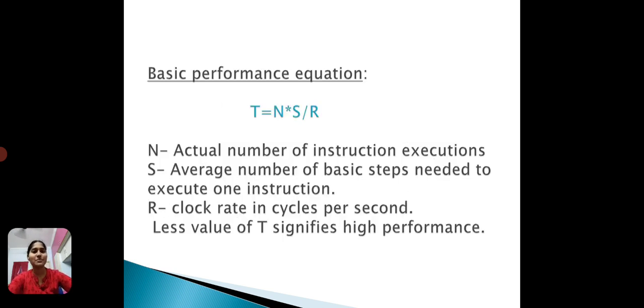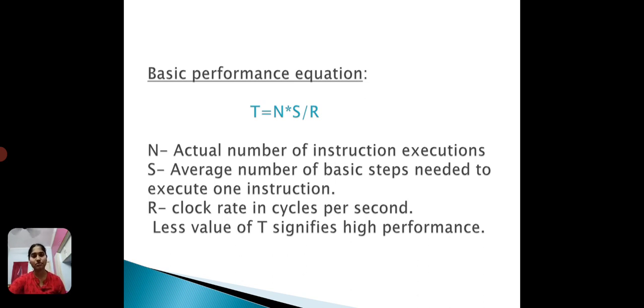Now let's move on, and I want to discuss the basic performance equation. This is generally used to measure the performance, which is T equal to N into S by R. N means the actual number of instructions executed. S means the average number of basic steps needed to execute one instruction. So N is the actual number of instructions, whereas S is the steps in the instruction: for each instruction, how many steps it takes to execute. And R is the clock rate in cycles per second.